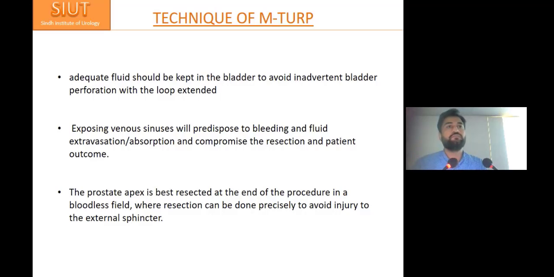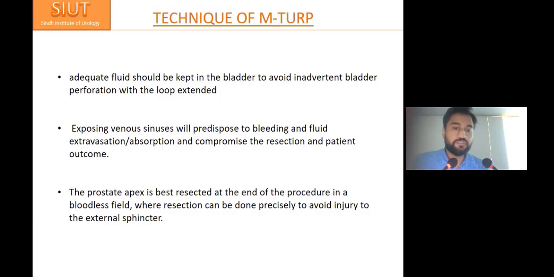Proximal to the verumontanum. We should not extend beyond the verumontanum, to avoid damaging the external sphincter. If we go beyond the verumontanum, then we can damage the external sphincter, and then there may be a problem of incontinence. Okay, thank you.